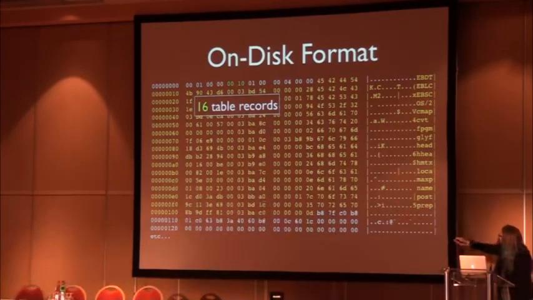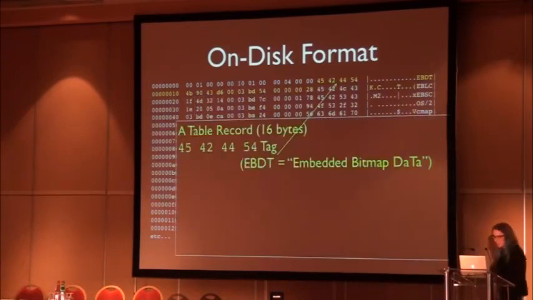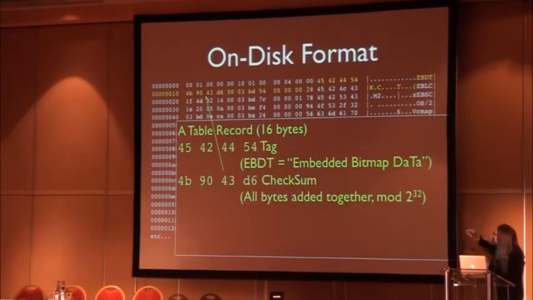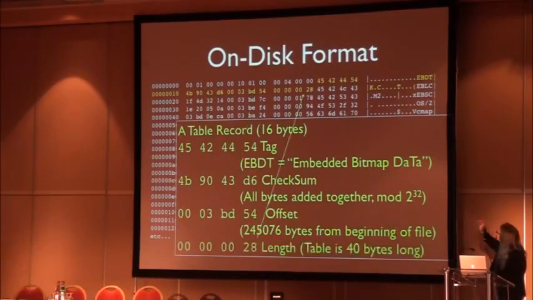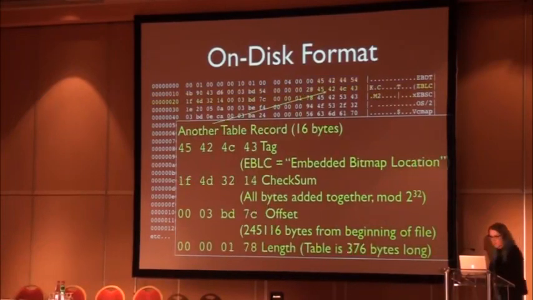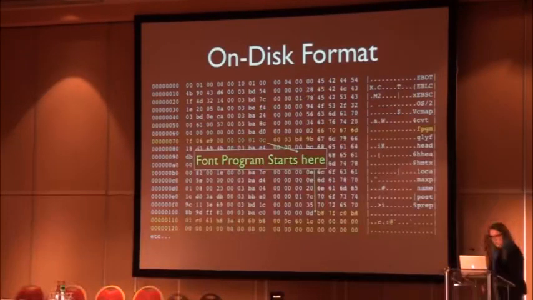There's 16 of these. You can see there's a magic value for each of the tables. In this case, it's shifted over by 4, but imagine if these were wrapped around, if it helps you think about it. And the actual values are pretty straightforward. Like this one is the embedded bitmap data table. There's a checksum, which is basically all of the bytes added together. Nothing fancy. It's literally just the sum of all the bytes. And then the offset where you find it in the file, and then how long it is. Ta-da! The next one is the embedded bitmap location table, et cetera, and so forth.